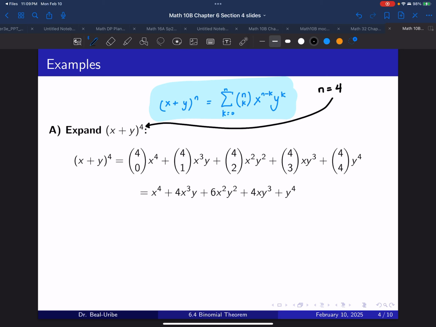So k is going to run from 0 to 4. So this is k equals 0. What happens when k equals 0? Our coefficient, that one's going to be k equals 1, k equals 2, k equals 3, k equals 4. So we're literally just computing 4 choose 0, and that'll just be 1. 4 choose 1, that's 4. 4 choose 2, 6. 4 choose 3 is 4, and 4 choose 4 is 1. Okay, and then we add them all up, and there we go.